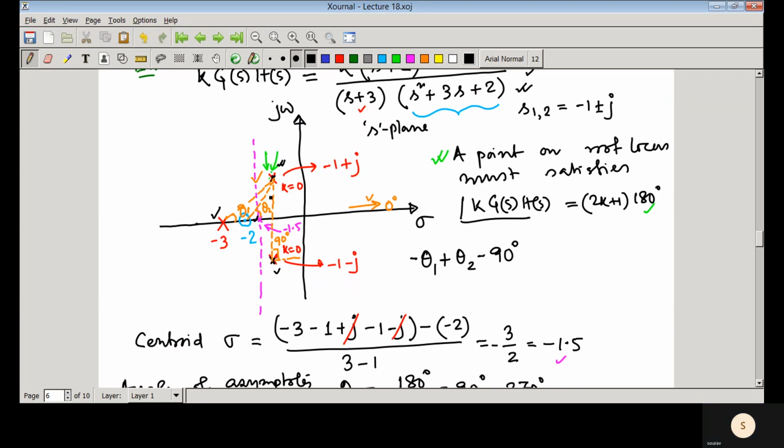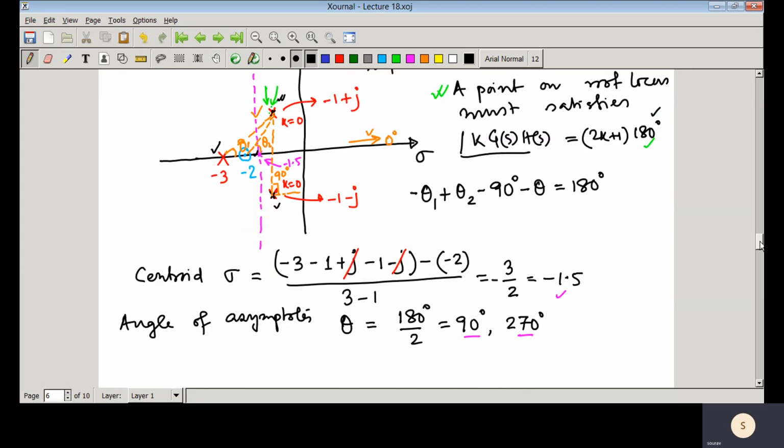So if we draw a vector from that pole to this pole, that angle we do not know, and here our objective is to find that angle. That angle would be the angle of departure. Suppose that angle is theta, and as it is associated with the pole, its contribution would be minus theta. Whenever that point is on the root locus, it must satisfy this angle criterion, which would be equal to 180 degrees. Now from here we can find the value of theta.